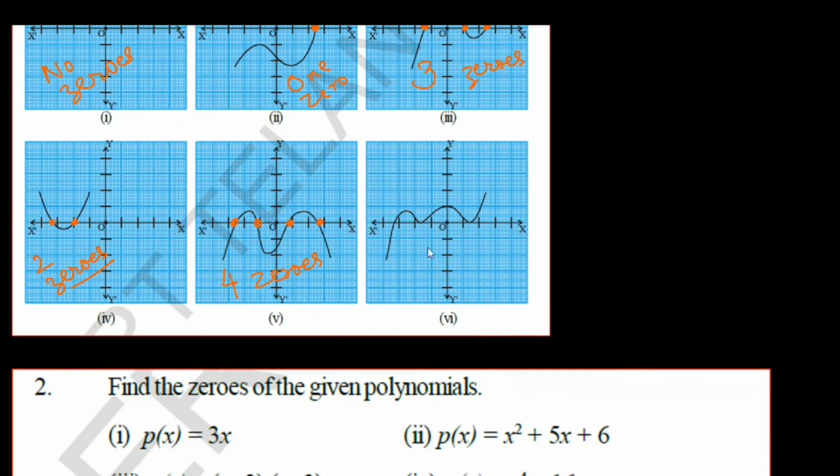Sixth one, intersecting the x-axis at 3 places, at 3 points. So this polynomial has 3 zeros. The number of zeros can be found out by observing the number of intersections of the curve with the x-axis.